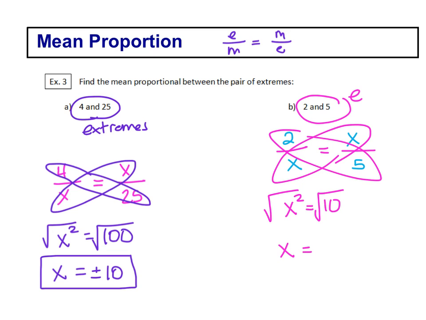So x equals, now do we know what the square root of 10 is? No, we do not. So we're going to leave it as the square root of 10. But remember, we have to have the plus or minus in there as well. We get two answers on these. And you can kind of see that. You want to have two answers because you can see that there are two x's in the proportion. So one is a positive square root of 10, one is a negative square root of 10.